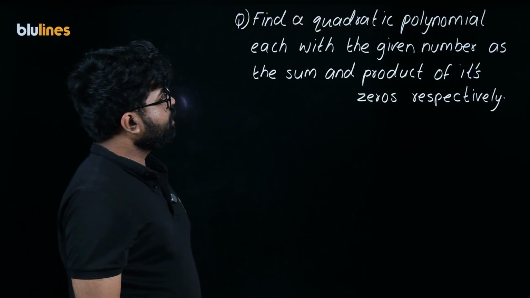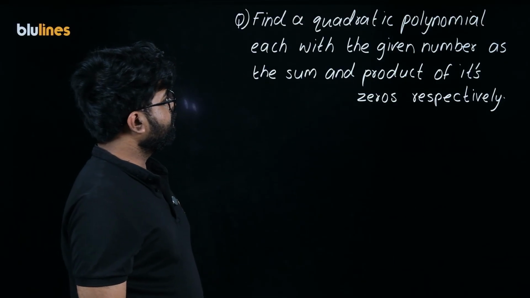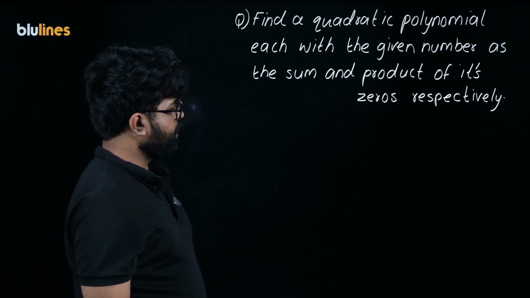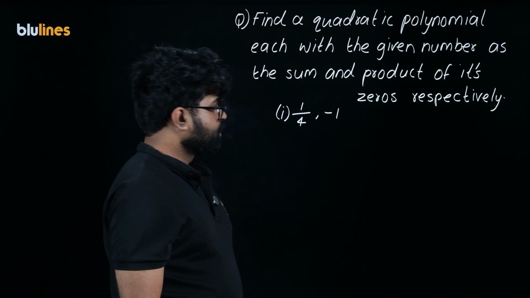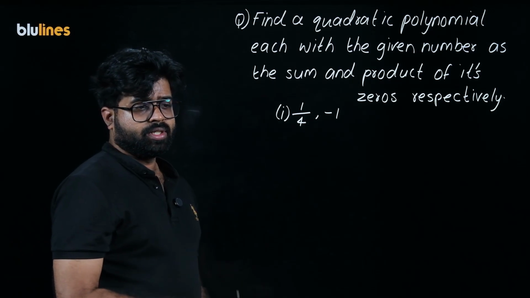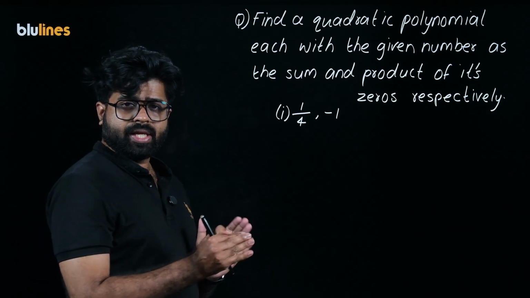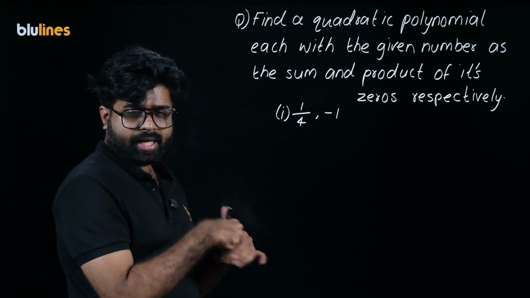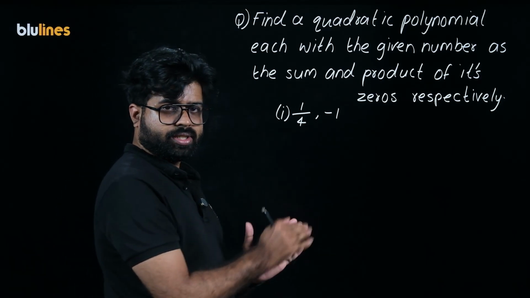Next one, find a quadratic polynomial each with the given numbers as the sum and the product of its zeros respectively. Okay, so they are asked to find a quadratic polynomial. We know that the sum of the roots will be the coefficient of x, and the product of the roots will be the constant term.